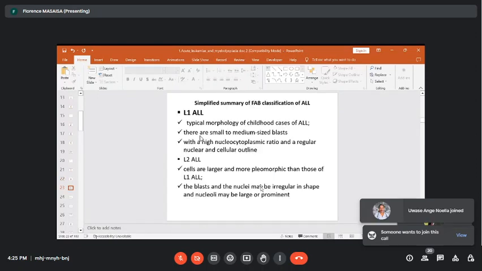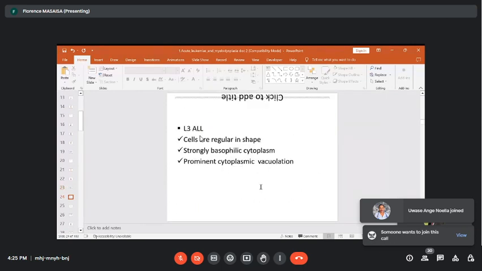This is the summary of what we have: L1, L2, and L3. But this is for someone who has specialized in hematology. For your level, you don't need to know these details.